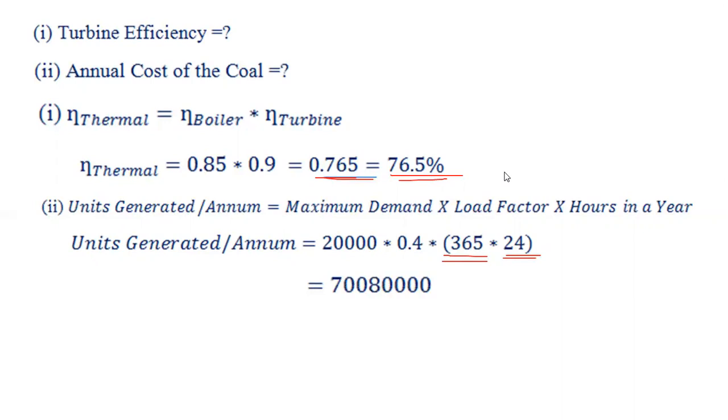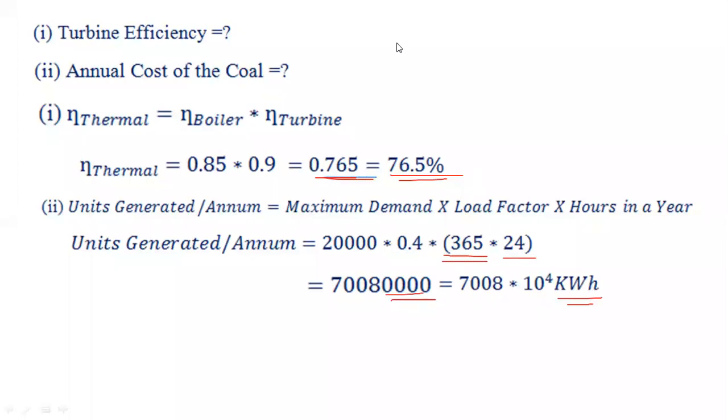We are simplifying, we are getting 7,008,00,00. That simply we can write as 700 into 10 to the power of 4 kWh. Generally the units generated are expressed in kilowatt hour.